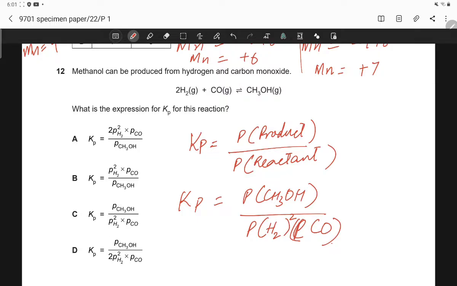So this is wrong. Here H2 to the power 2 and CO over CH3OH is wrong, because it is reactant over product. The correct one has CH3OH over H2 raised to the power 2 and the partial pressure of carbon monoxide. So this option is the correct option. This is wrong, this is wrong, this is wrong.